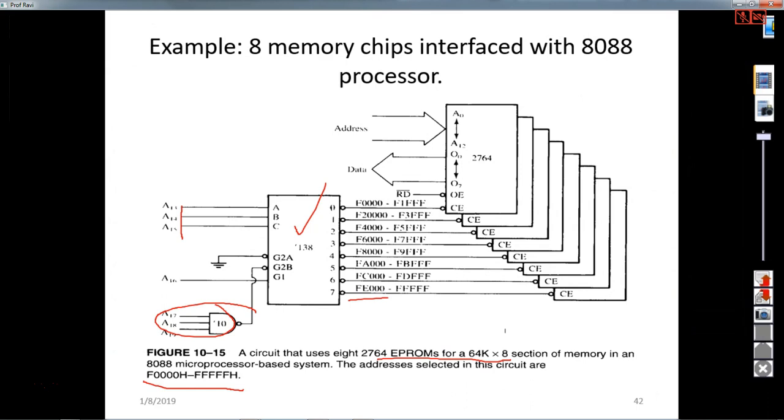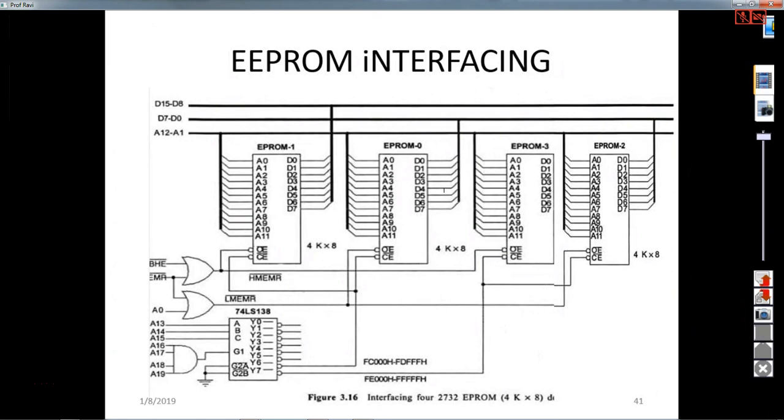When it is 0, when it is 1, 2, 3, 4, 5, 6, based on these lines. When it is 000, this; 001, this; 002, this. Data and address lines you can connect, and this is how you can interface even 2 or 4 or 8 memory chips to your 8086 processor of 1 MB also. So this is your EEPROM interfacing.